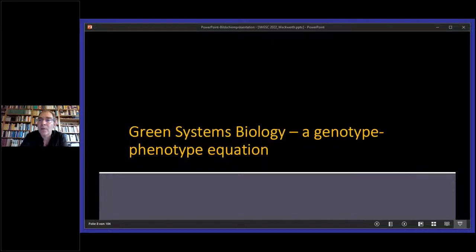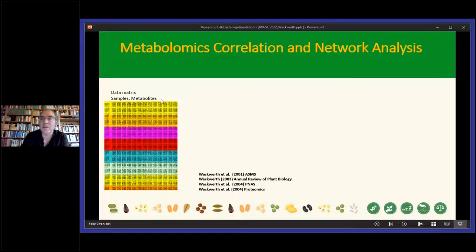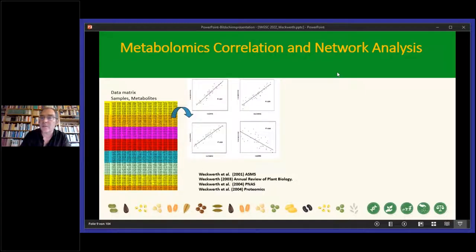And based on our observations, we developed a genotype-phenotype equation in this systems biology framework. I will give you a short introduction to this. So 20 years ago, when we started to build up the metabolomics platforms at the Max Planck Institute in Potsdam, we measured hundreds of metabolites in different plant genotypes under different conditions and so forth. And by doing some classical multivariate statistics, we observed strong correlations between the metabolites.